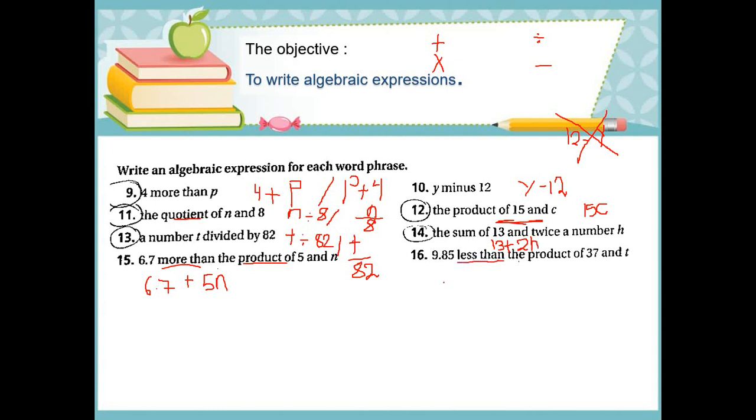Now we have "less than." In this case, we need to change the order. So we are going to write what we have here first, the product of 37 and t. So 37t minus 9.85.